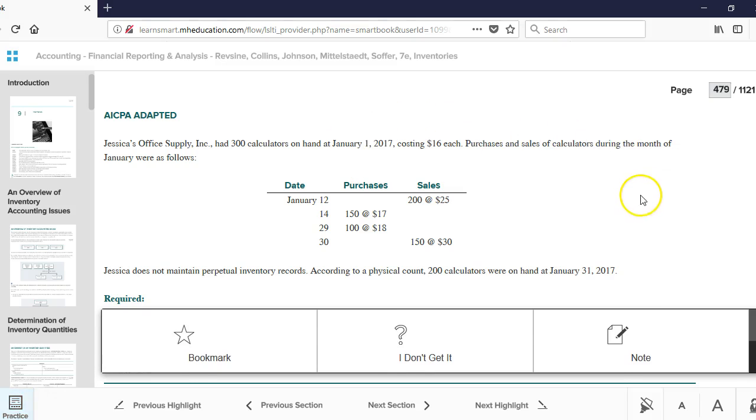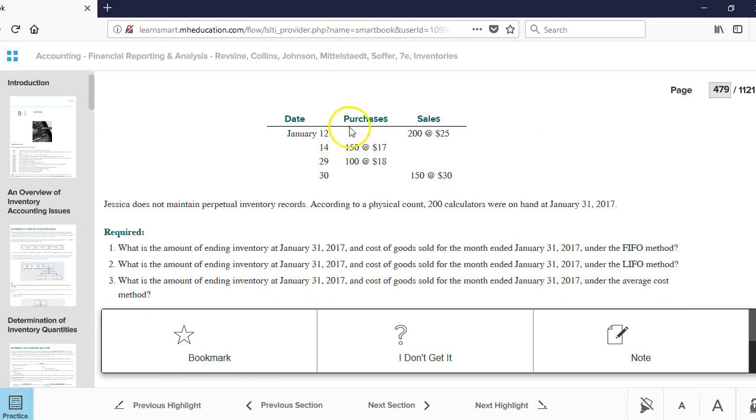Now we're going to use FIFO, LIFO, and average. And it says Jessica's office supplies had 300 calculators on hand on January 1 of '17. They cost $16 each. Purchases and sales of calculators during the month of January were as follows. So I've got 2 purchases here on the 14th and 29th. I sold 2 different batches on the 12th and the 30th.